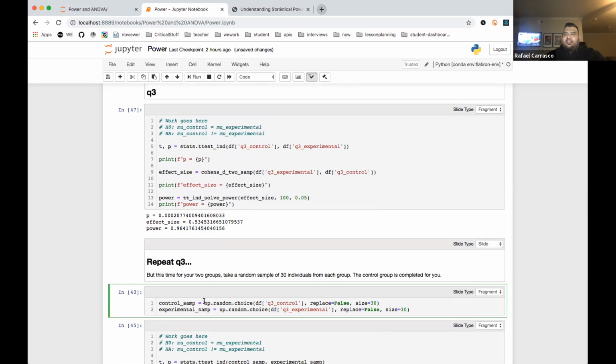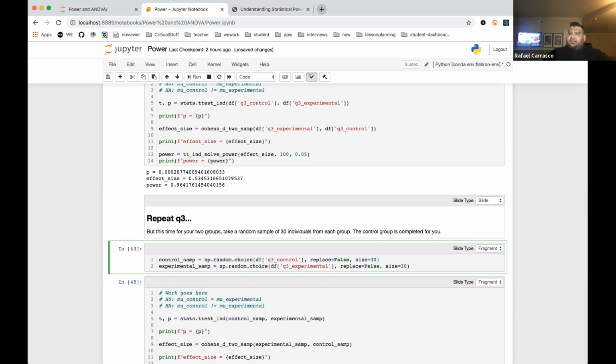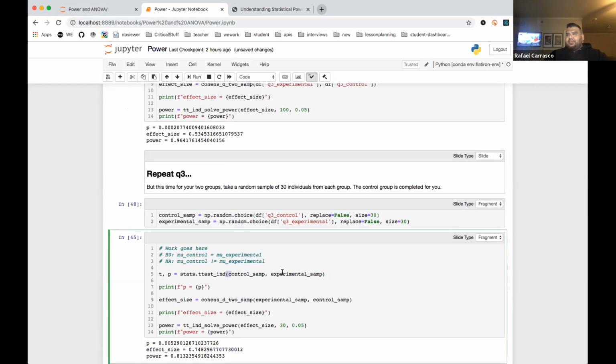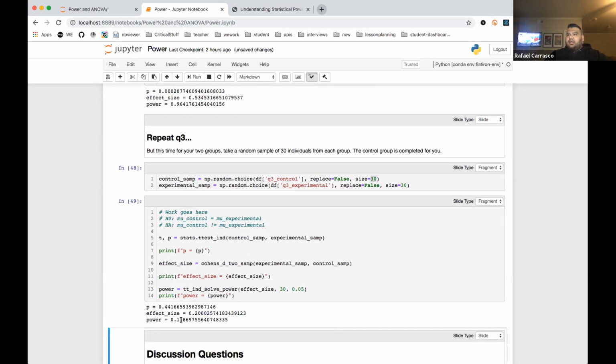So here we're taking random samples of the control and the experimental group from before. And we're doing 30 samples. And now whenever we calculate everything, notice that in my solver, I have to put my effect size. I have to put the number of samples, which is 30. And then I have to put my alpha value of 0.05. And my power went down a lot.